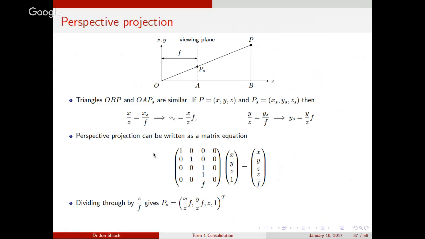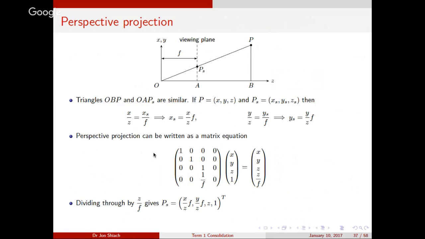Rearrange to give xs, and that's your screen space coordinate. So you know x, you know z, you choose what f is. That f is how far in front of you your viewing plane is. Do the same for y, and you get your y coordinate.